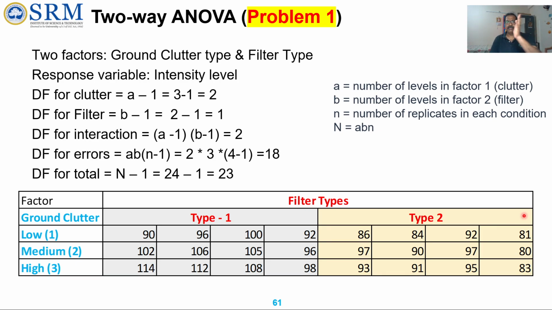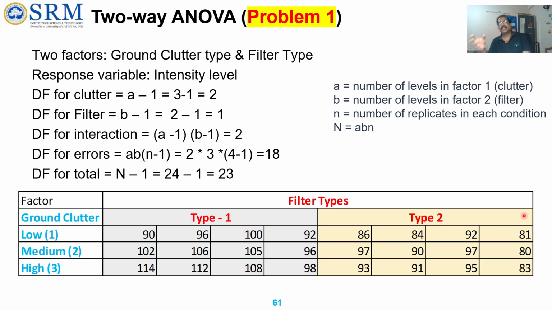So 3 minus 1 is 2. For filter, we have type 1 and type 2 filters. So B is 2, 2 minus 1 is 1. Interaction effect, you know, we saw in factorial results. Interaction effect means (A minus 1) into (B minus 1). A minus 1 is 2, B minus 1 is 1, so 2.